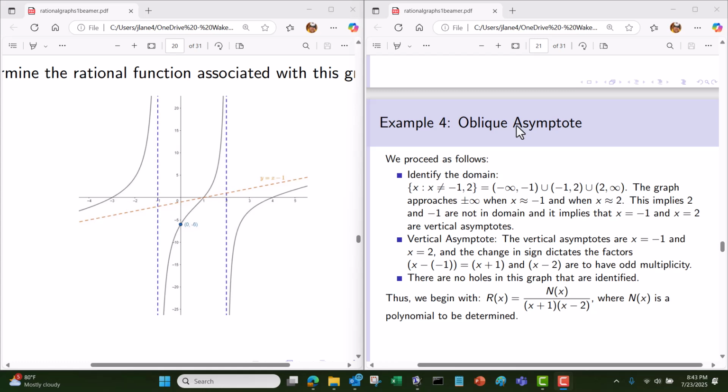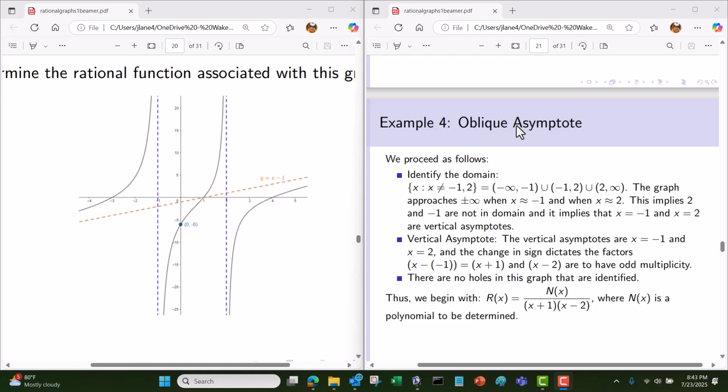Hello and welcome back to our next example in our series on graphing rational functions and generating algebraic forms from their graphs. In this example, we are going to examine the graph on the left, which has an oblique asymptote, and we are going to step through our process in order to determine the algebraic form of this particular graph.